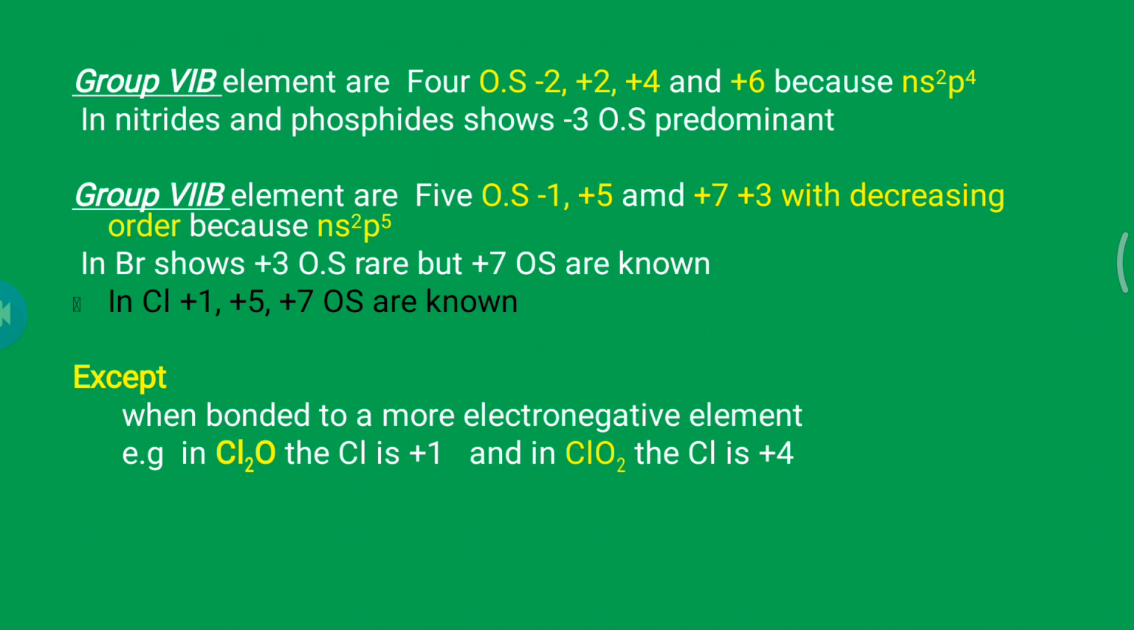Bromine's +3 oxidation state is rare, but its +7 oxidation state is known. Similarly, chlorine shows +1 and +7 oxidation states, but mostly chlorine shows -1 because it is more stable gaining an electron to reach an inert configuration. An exception in group 7B is when chlorine is bonded to a more electronegative element. For example, in Cl2O the chlorine is in the +1 oxidation state, and in ClO2 the chlorine is in the +4 oxidation state.